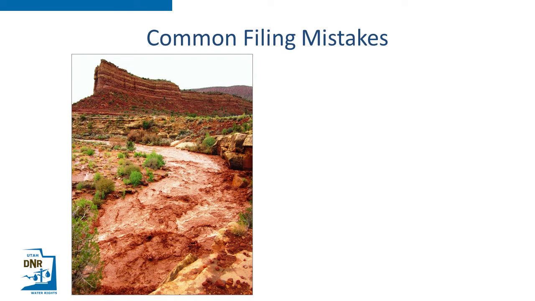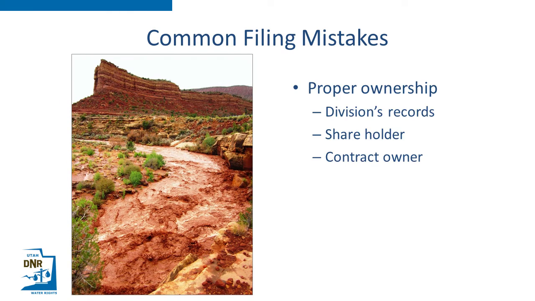Now let's take a look at common filing mistakes. The first is that people will try to file a change application for a water right before updating ownership. Before a change can be made to a water right, the ownership must be updated on the division's records. For instance, there are underground water claims that are still in the original 1936 filer's name.